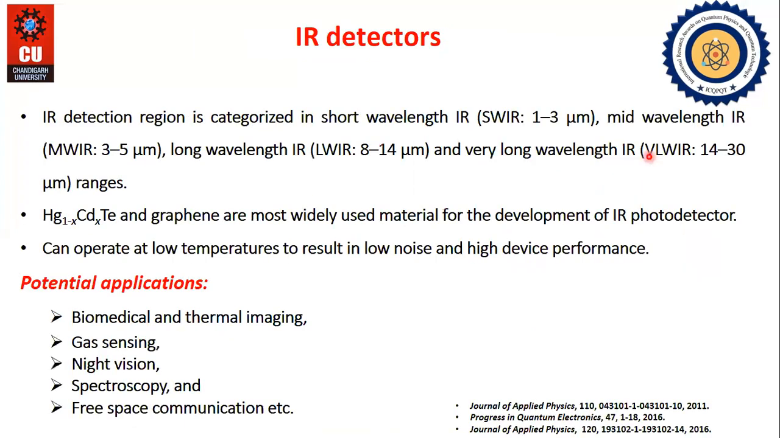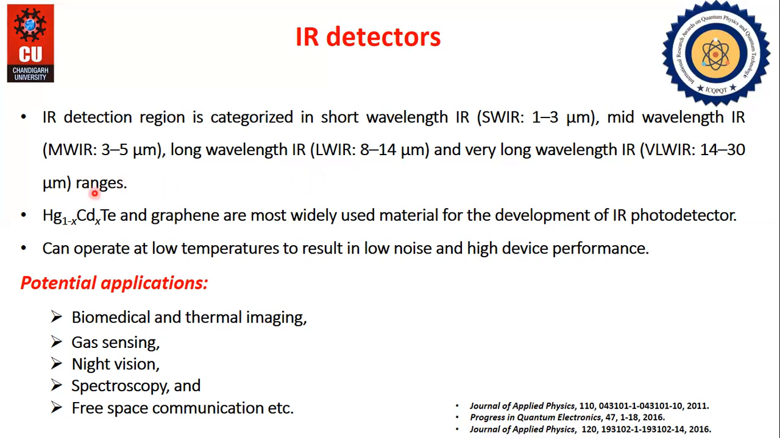IR detectors. Now, IR detectors have been successfully demonstrated with a wide variety of narrow bandgap semiconductors such as silicon, germanium, alloys, including third-fifth group materials and second-sixth group materials. These materials absorb the incident photon energy corresponding to their band gaps and result in the output photocurrent. The infrared detection range is categorized into short wavelength, which is from 1 to 3 micrometers, mid wavelength, long wavelength, and very long wavelength regions.